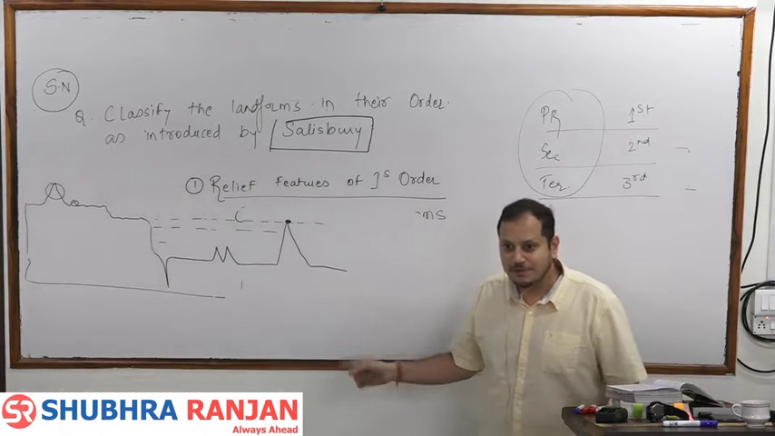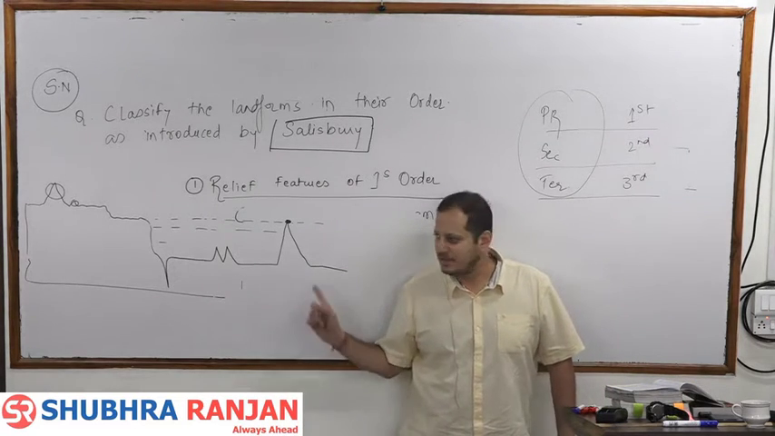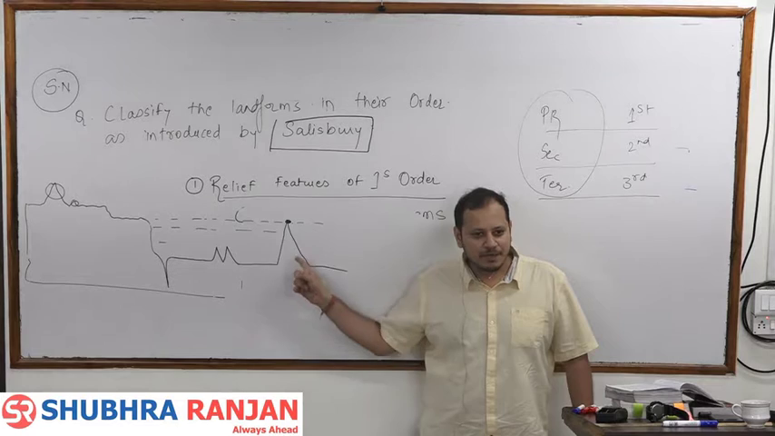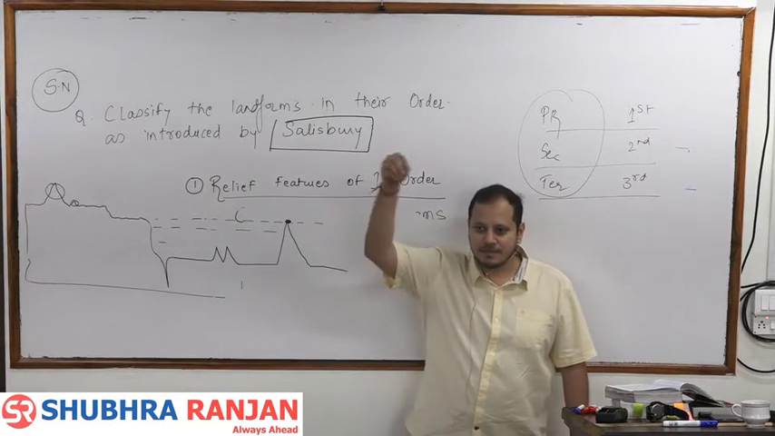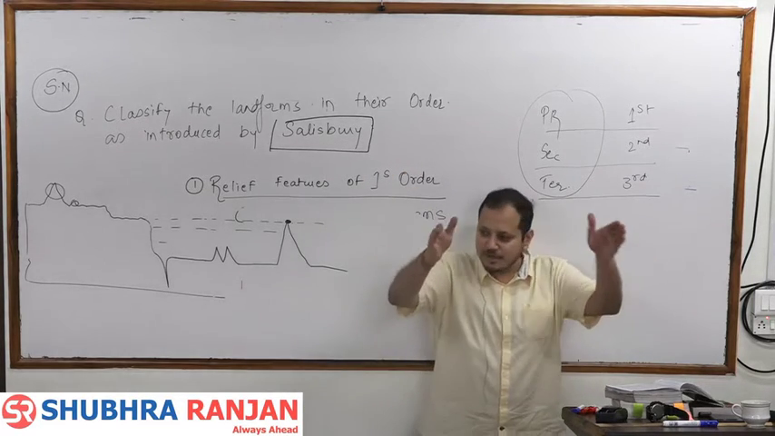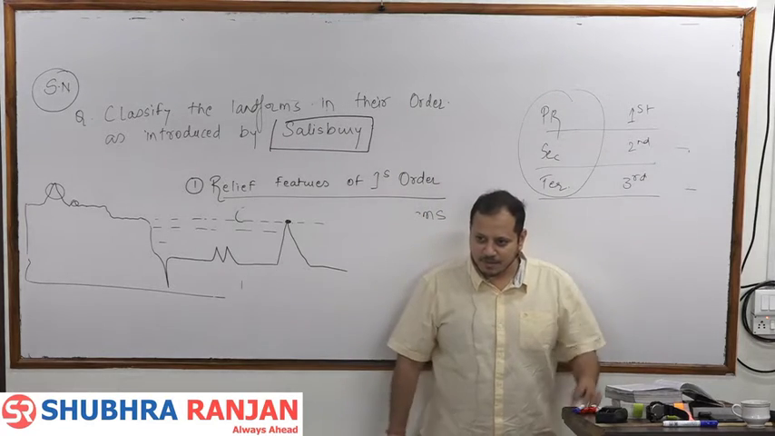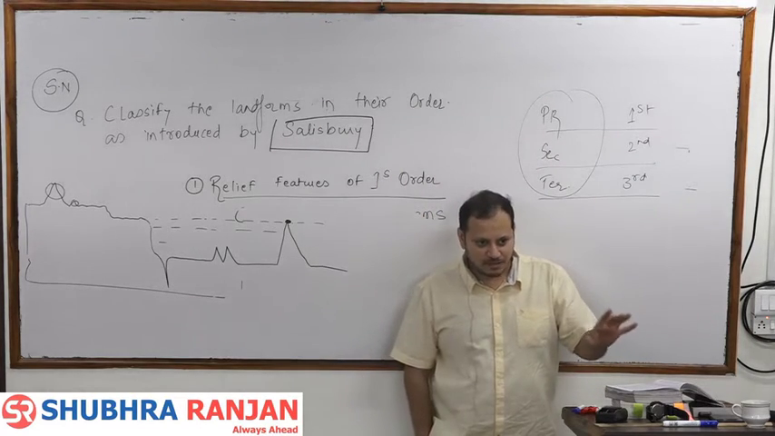How are these mountains formed? Volcanoes. Right? From a volcano, molten magma will come, solidify. Next time it will come, solidify. So layer upon layer will be built up, and thus there will be large scale second order relief features. Getting it?